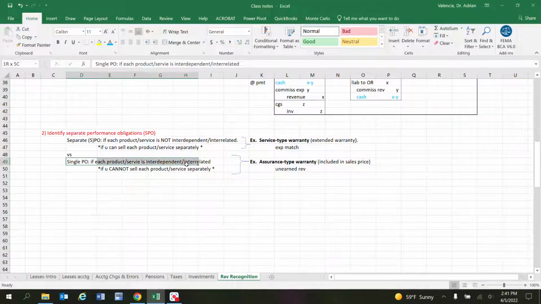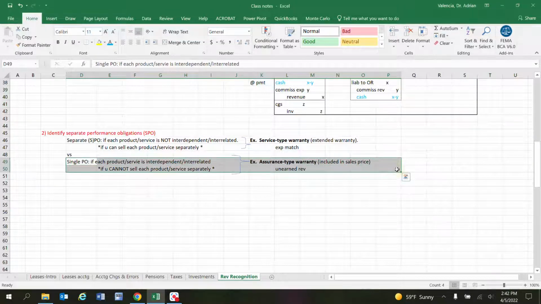And a perfect example of that is if you buy a car and you get a warranty that comes with the car, it's included as part of the sales price. That warranty is interrelated to the sales price of that car. So that would be a single performance obligation. You would not account for that warranty as a separate performance obligation. Now, it doesn't mean that you do not estimate part of the expense that you might incur.